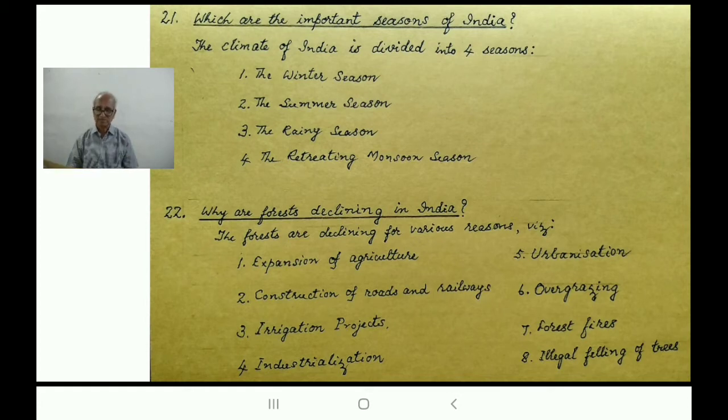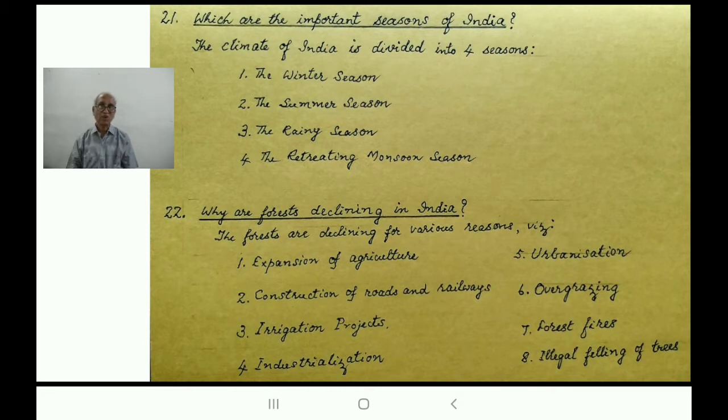Forest fires, due to accident or human mistakes, there can be fires. These fires take away hectares and hectares of land by the time they are put out or they get put out on their own. Forest fires. Then illegal felling of trees. Man, because of selfish reasons, he cuts trees. Illegal felling of trees.